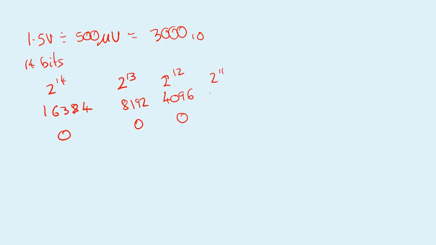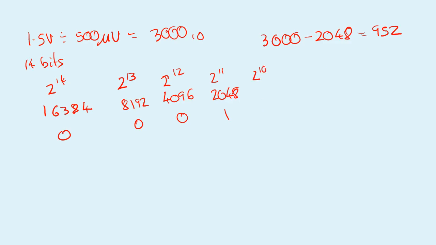2 to the 11. I could just halve this. So 2,048. So yes, we do need one of those. So then we do our trick for converting from decimal into binary, where we do our decimal value and we take away the biggest value in binary, and we keep repeating it. So 3,000 minus 2,048 is 952, still quite a big number.